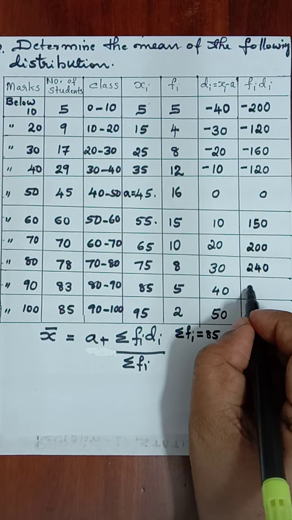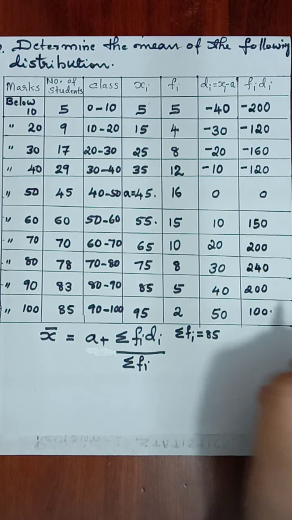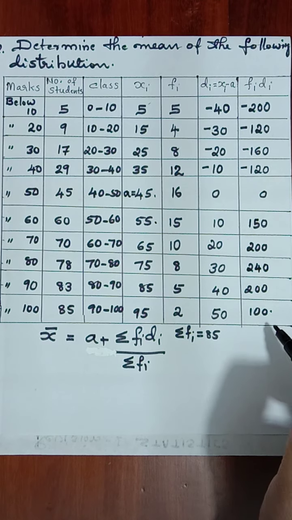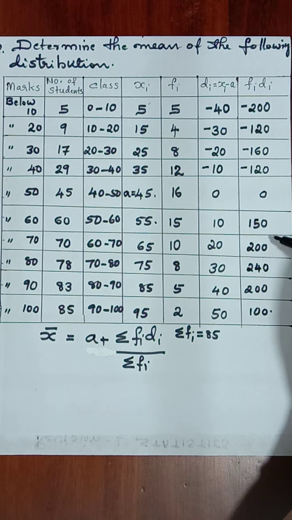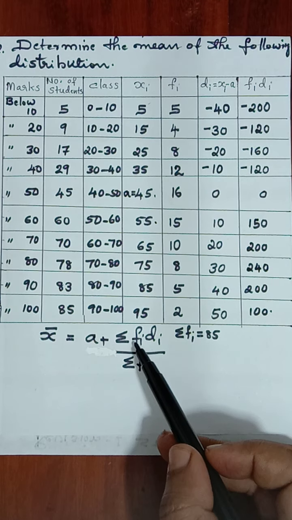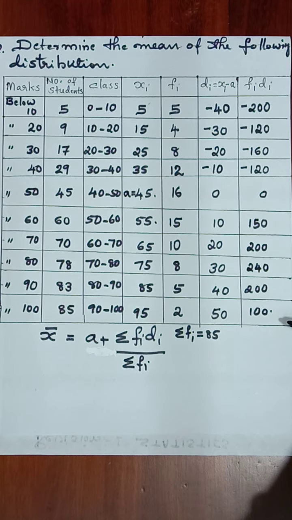5 into 40 is 200. 50 into 2 is 100. This is how we are getting the FiDi column. Here you can see 4 values are negative whereas the other 5 values are positive. So we have to take the summation of FiDi, the sum of the FiDi product.